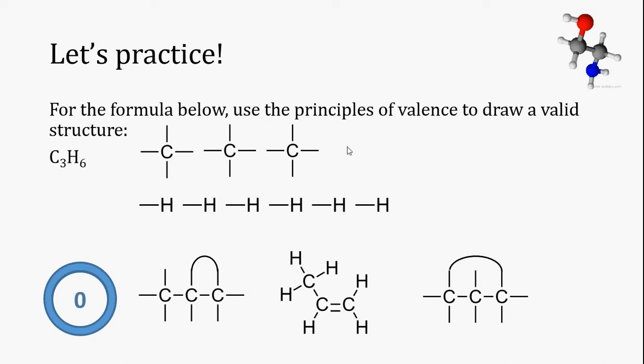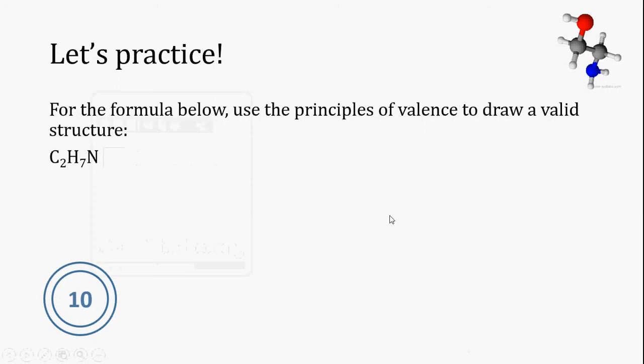It forms a new single bond, wrapping this chain around into a ring. This ring now has 6 available valences, which we can fill in with the hydrogens. This is now another valid structure for this formula, and this formula happens to again have 2 valid structures.